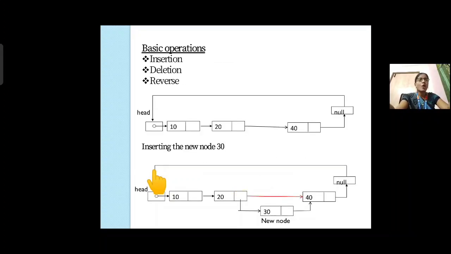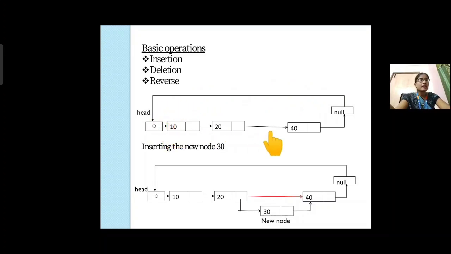Next, basic operations of circular linked list are insertion, deletion, reverse. If you look at this diagram, this is the head point. Head is connected to the node, and this node's next point is connected to the next node, and this node's next point is connected to another node, and this other node's next point is connected to the null, and the null point is connected to the head. This is the circular linked list.